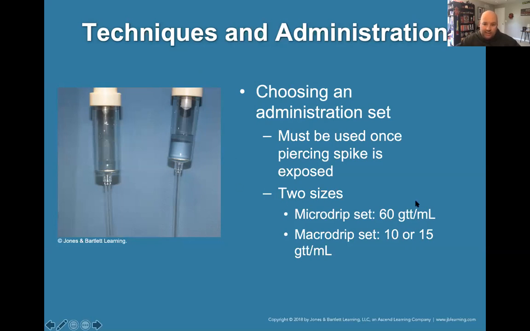The GTT per milliliter is very, very important for us to understand. GTT per milliliter basically means that it takes that many drips to get 1 ml. So with the micro, it takes 60 drips. You can sit and count 60 drips. And for every 60 drips, that's 1 ml of fluid that's made it to the patient. Conversely, the macro drip, it takes 10 drips. So 10 drops will equal 1 ml, or 15 or 20 or whatever you carry.